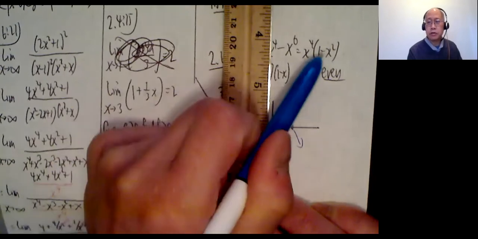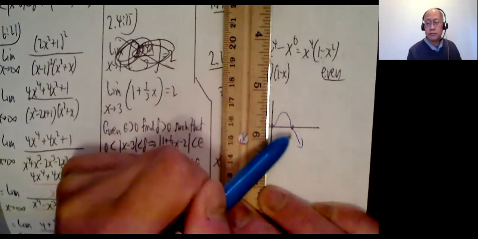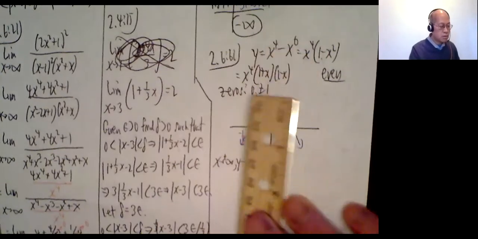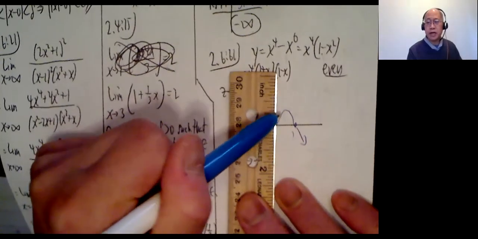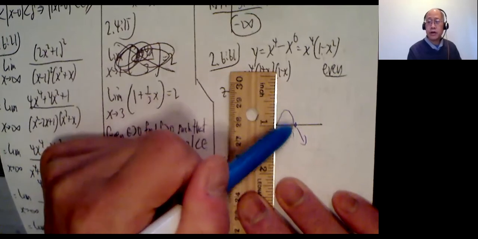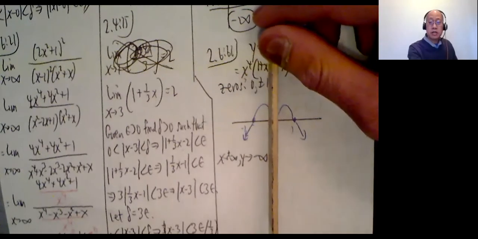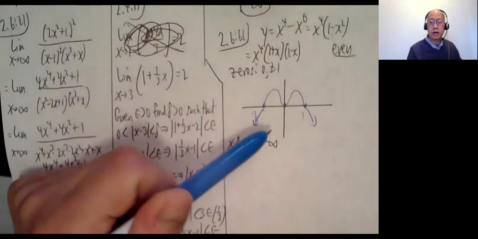Plug in a number like 2: 1 minus 2 squared is negative. Therefore, it goes down. Okay, all right, so we played that game before. Plug in a number here. Is it positive or negative? It's positive, so it goes up. Over here, it's negative, so it goes down. And since I know it's an even function, I just do my mirror image, reflect across the y-axis, and there's my graph.